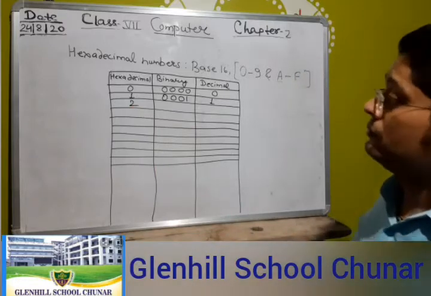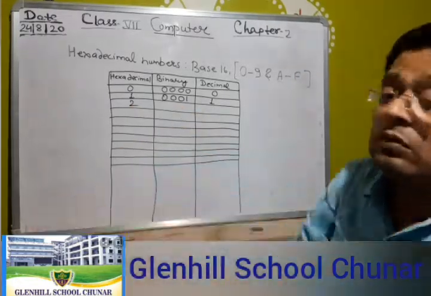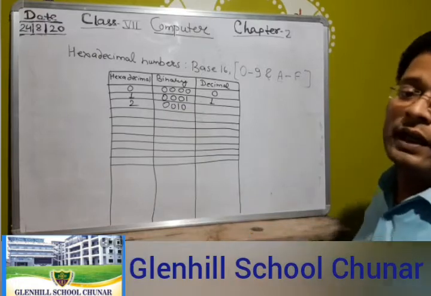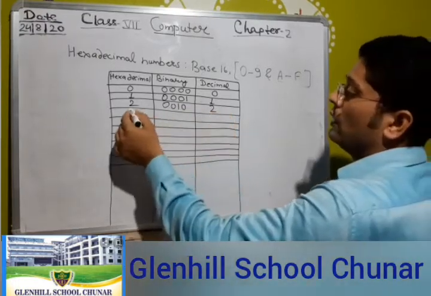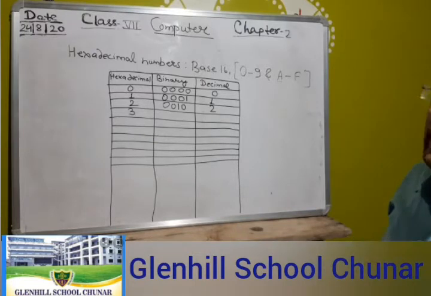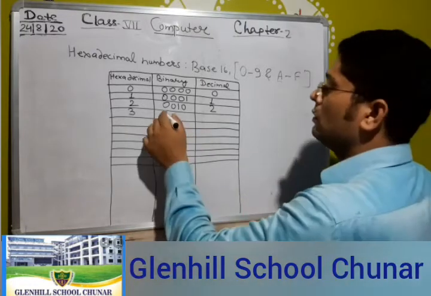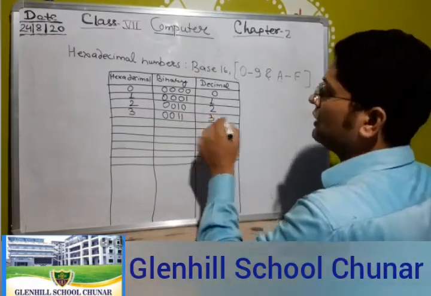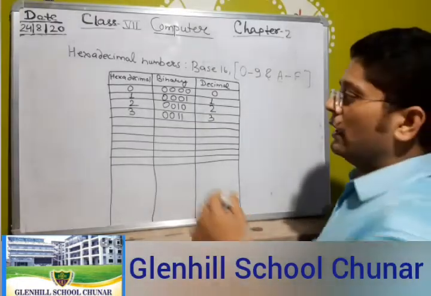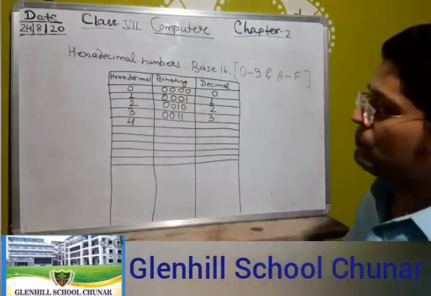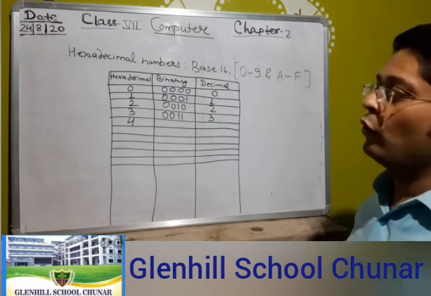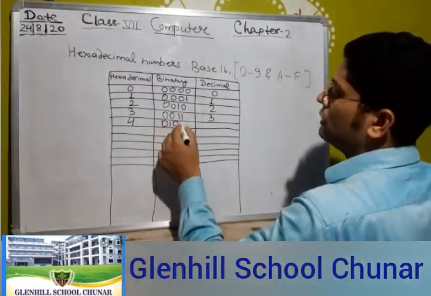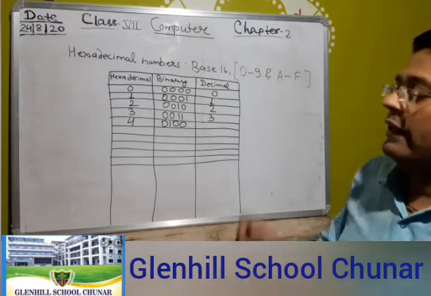And the second, 2. So what's the value of hexadecimal 2? Binary number 0010, and decimal 2. And 3: the binary number of 3 is 0011, and decimal number 3. And hexadecimal 4: the binary number of 4 is 0100, and decimal 4.